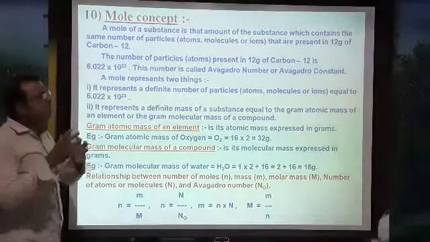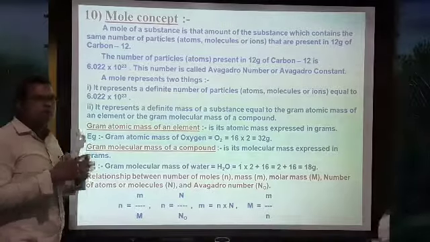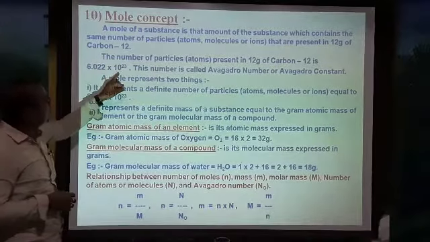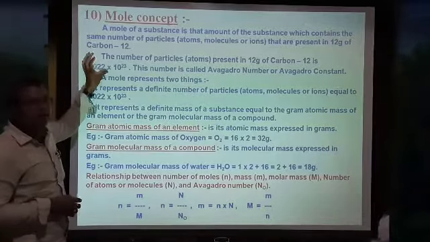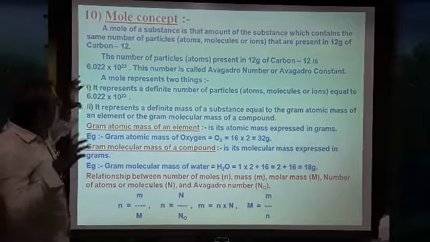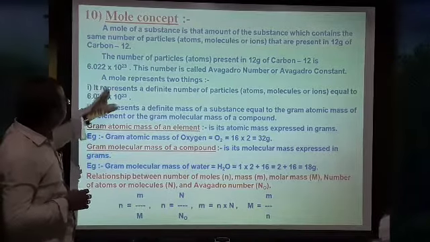Here we compare with one particular value, that is 6.022 into 10 raised to 23. This is called the Avogadro number. This is called a mole. So here, 1 mole is equal to what? It represents the number of particles.